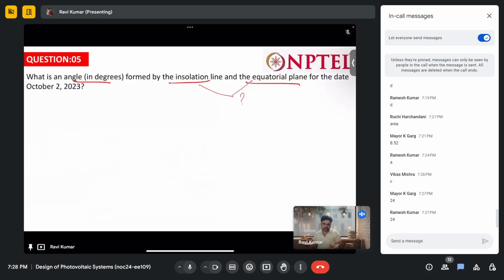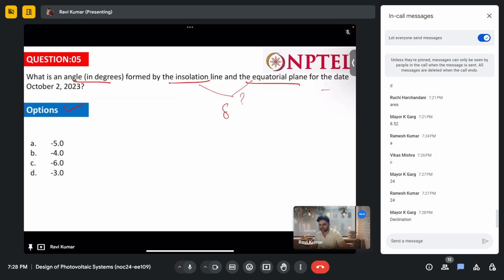Which angle are they talking about? Insolation line, equatorial plane. Which angle corresponds to the time of the year? It is delta, declination angle, and these are the options. Calculate this. Use the same formula. Yes, Mayur, you are right. Declination angle is being asked in this question. Yes, Vikas, right.